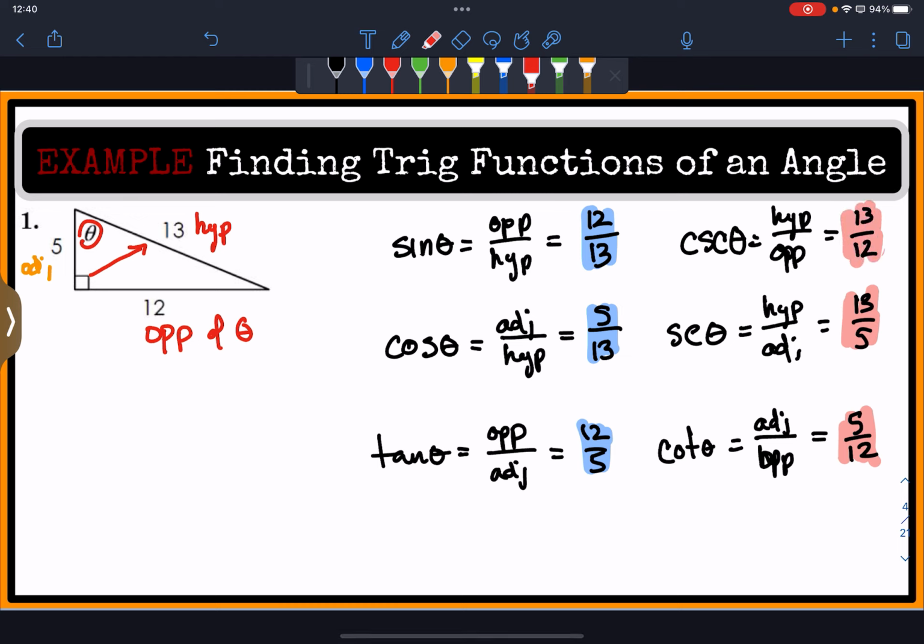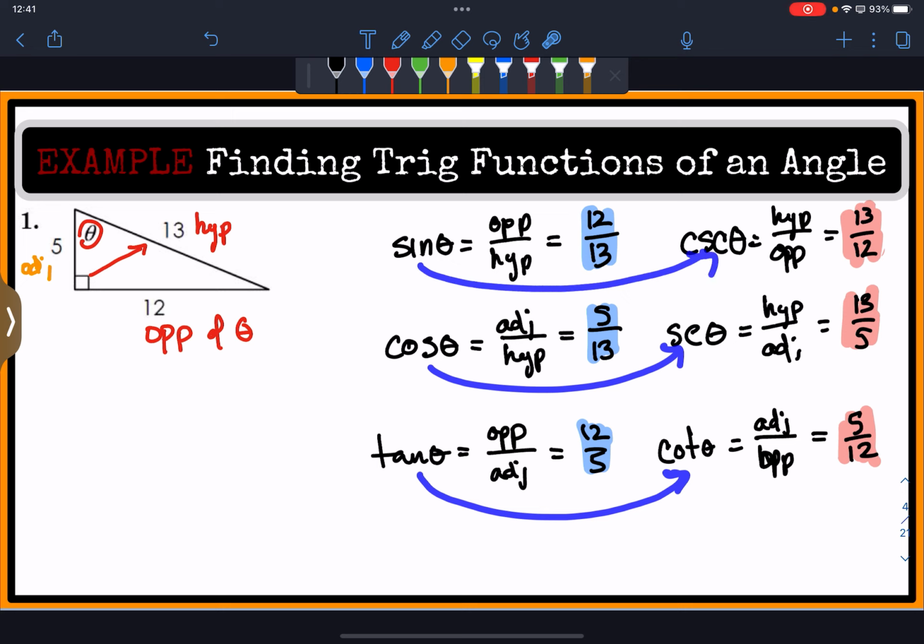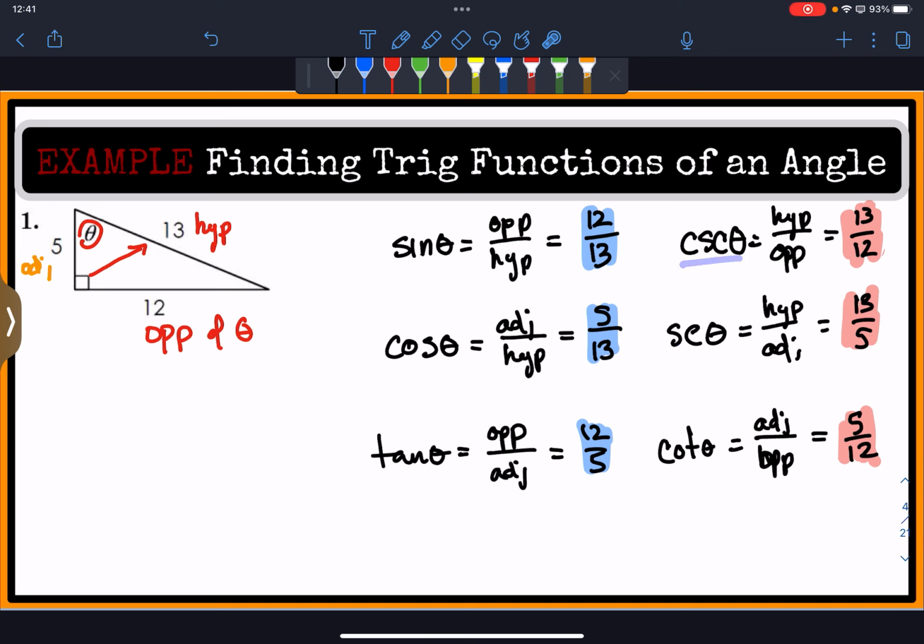There we go. You'll notice now that 12 over 13 and 13 over 12 are reciprocals, just like 5 over 13 and 13 over 5, 12 over 5 and 5 over 12, which means that these functions are reciprocals of each other. Sine is a reciprocal of cosecant, cosine is a reciprocal of secant, and cotangent is a reciprocal of tangent, and vice versa. So we can figure out the remaining 3 trig functions by simply flipping the original 3.